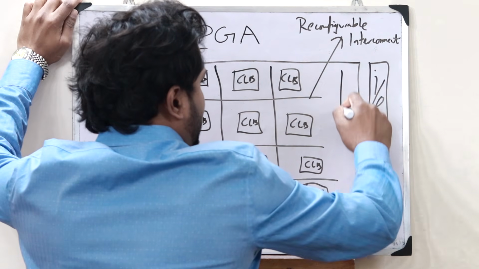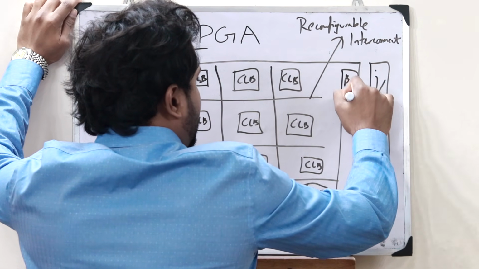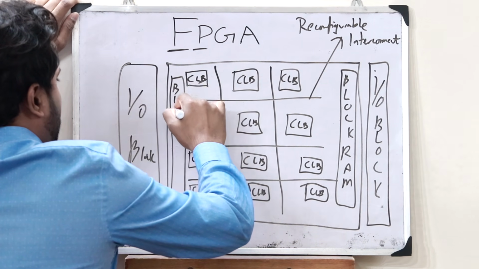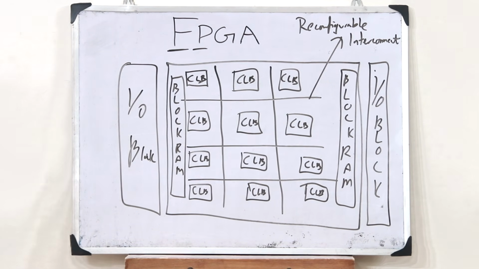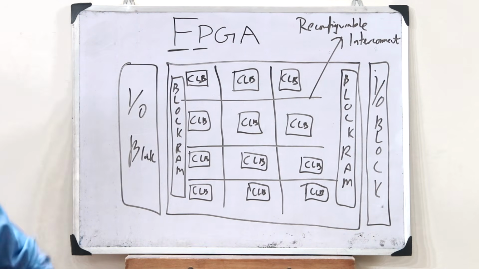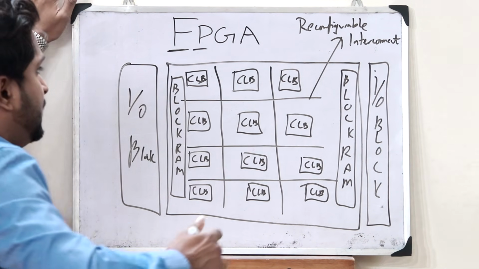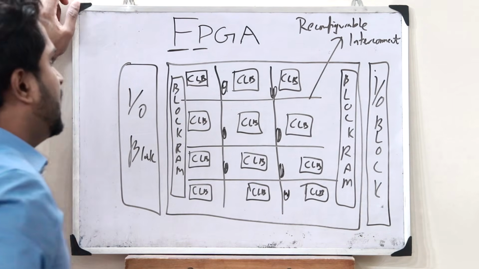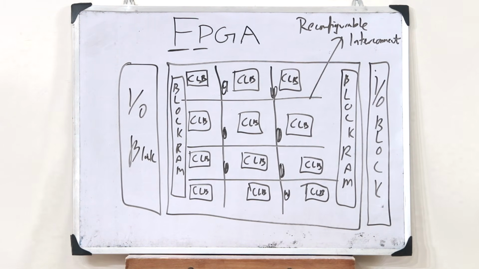Then it has a memory over here, a block RAM. It has a memory over here as well. There's also a block RAM. So this is the basic diagram of an FPGA. And in between over here it has certain fixed logic blocks as well. So this thus is simply the diagram of an FPGA.